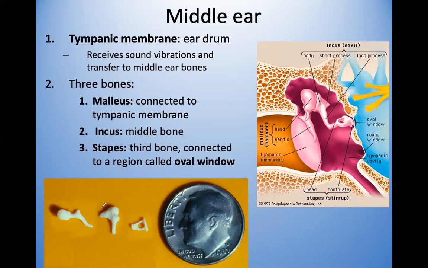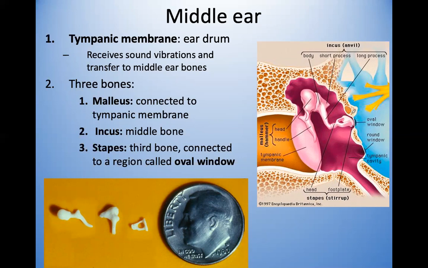In this picture, you can see these bones compared to a dime. Here's your malleus, incus, and stapes. These are the smallest bones we have in our body, and you can see them. These are adult bones, not a child's. So again, they are really, really small.